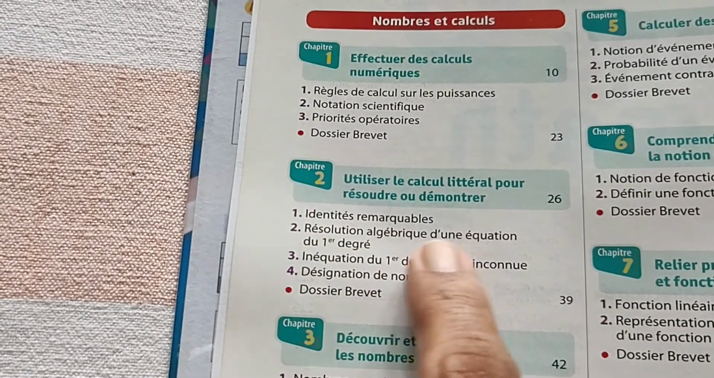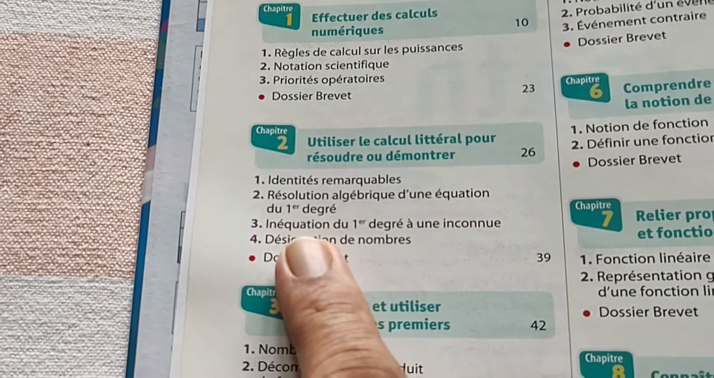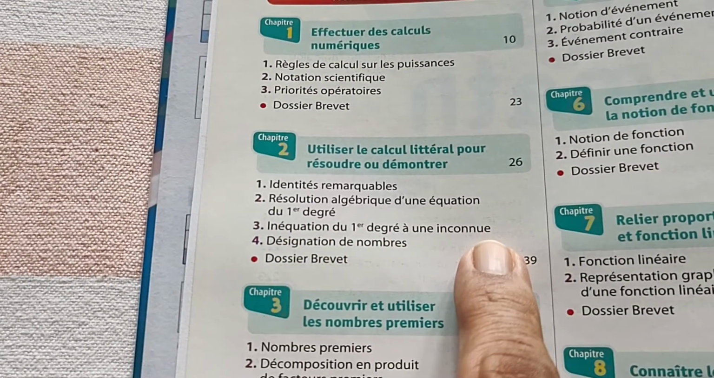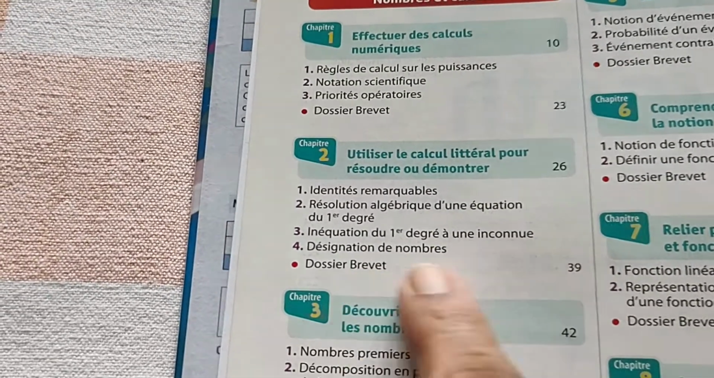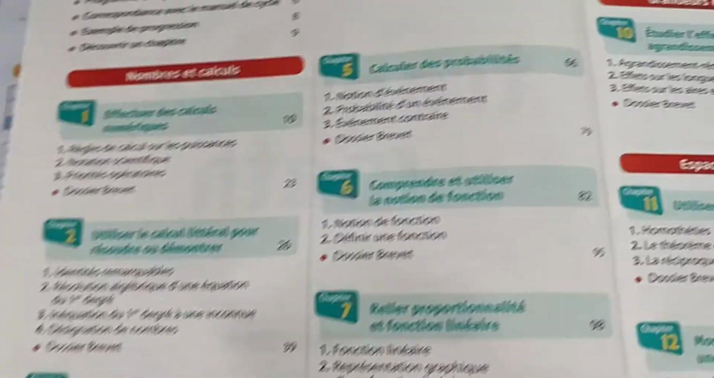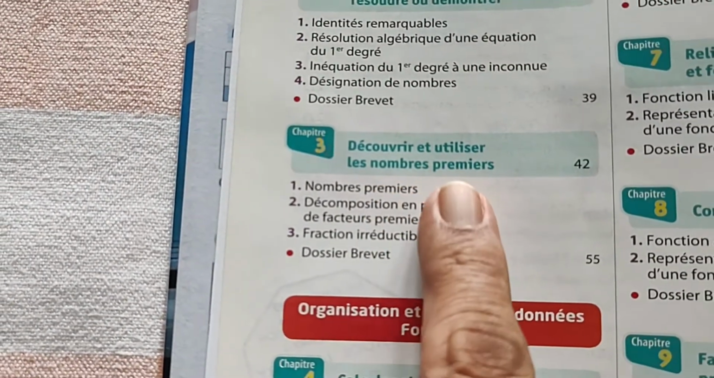Then résolution algébrique d'une équation du premier degré. This we did, solving an equation of the first degree. Then we did the inéquation du premier degré à une inconnue. So if x is less than, greater than this, and you remember that. Okay. Then after that we came to chapter 3, découvrir et utiliser les nombres premiers.